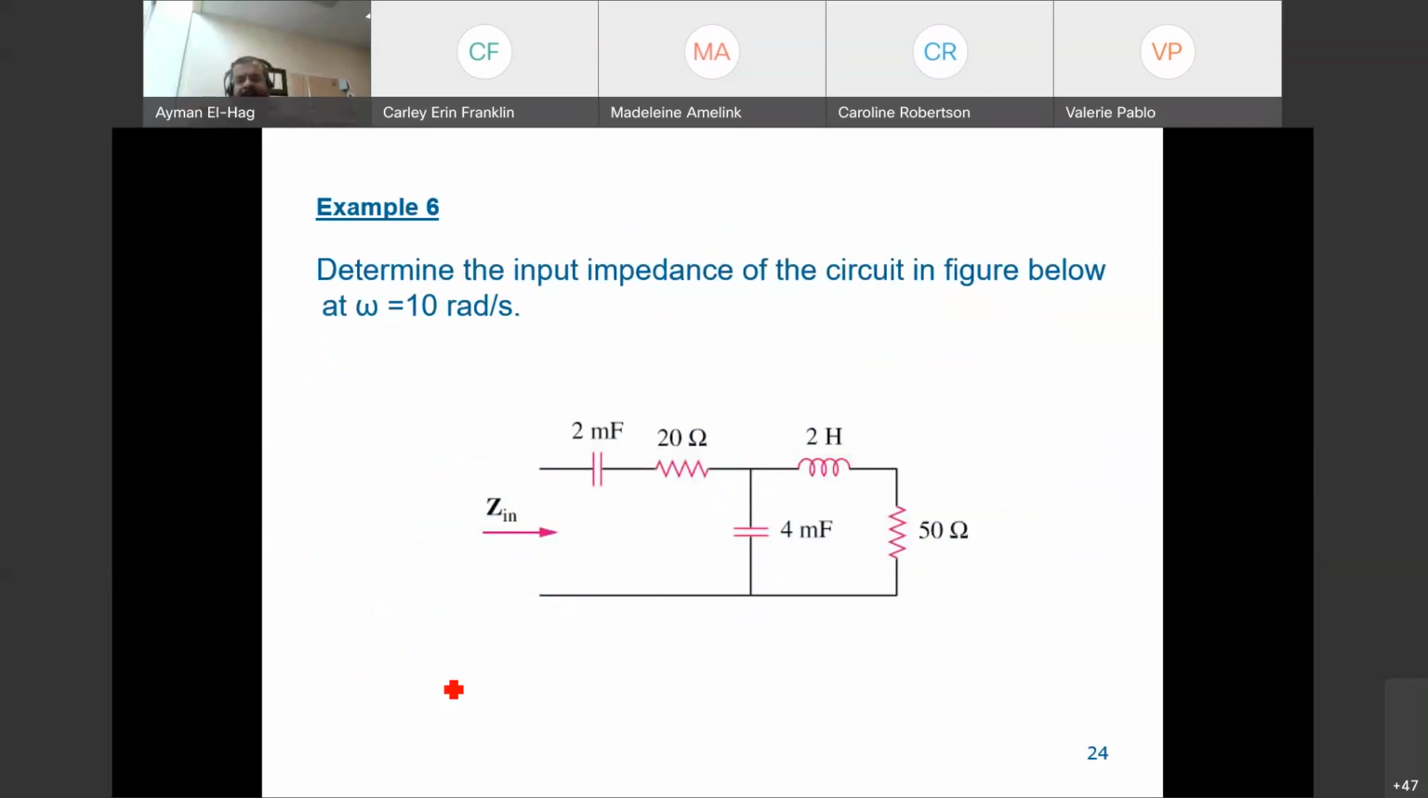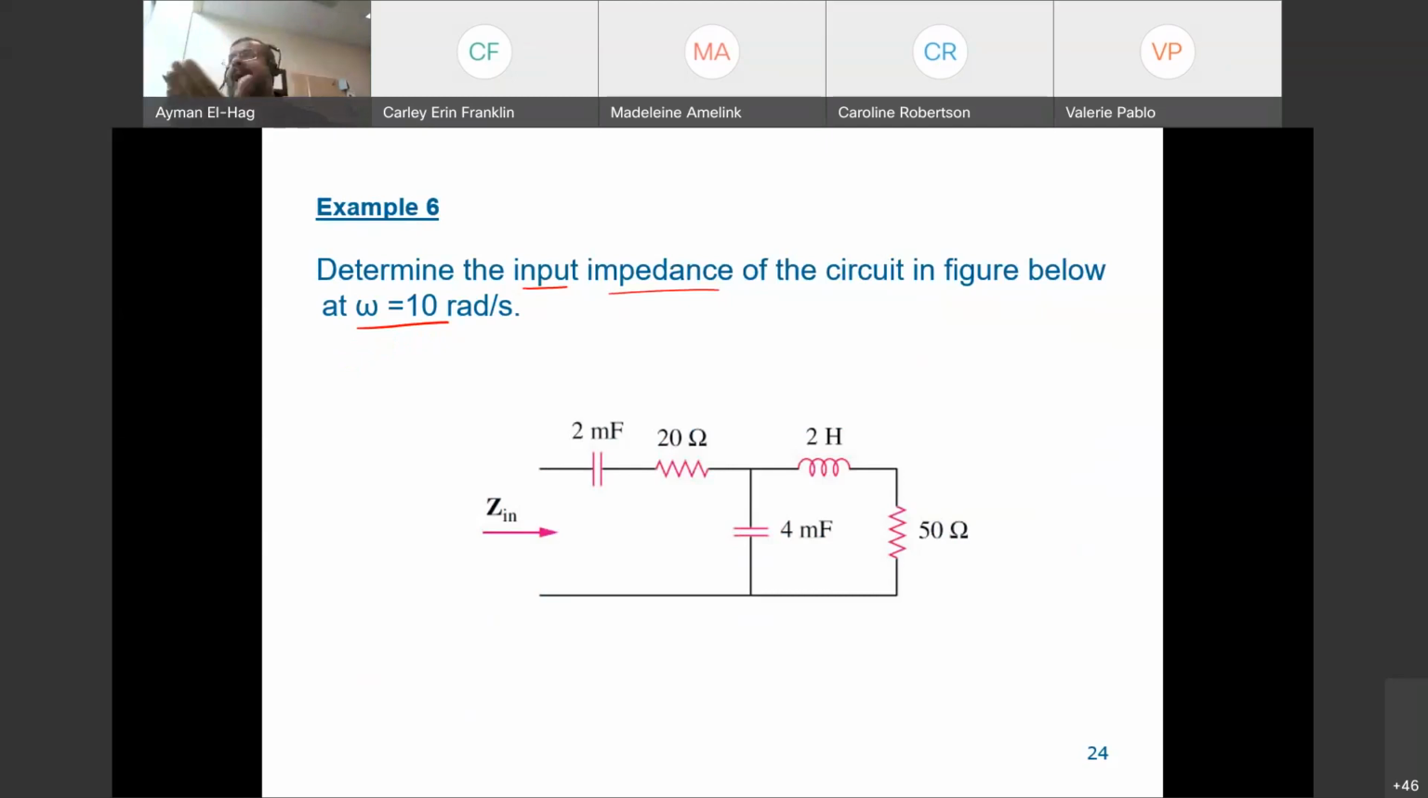As I said, we will have multiple examples as we move on. Here we want to determine the input impedance of this circuit, given that omega is equal to 10. You should know omega. Either I will give it to you explicitly like this, or alternatively, I will give you the supply, and from the supply you extract omega. So we want to find Z here.